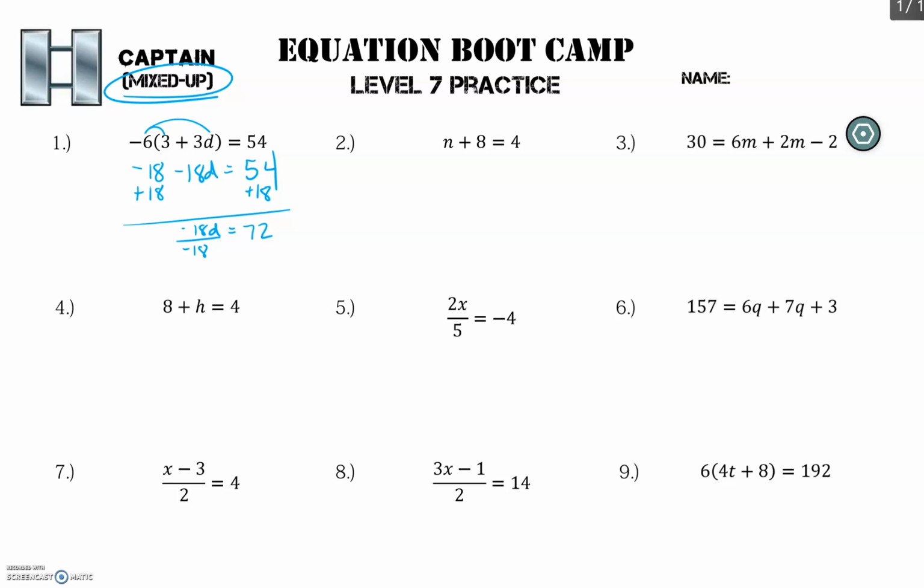I'm going to take -18 and divide it. And 72 divided by 18 would be what value? See if you can get it before I do. And it would be a -4, and it's negative because 72 is positive, and we're dividing by -18.